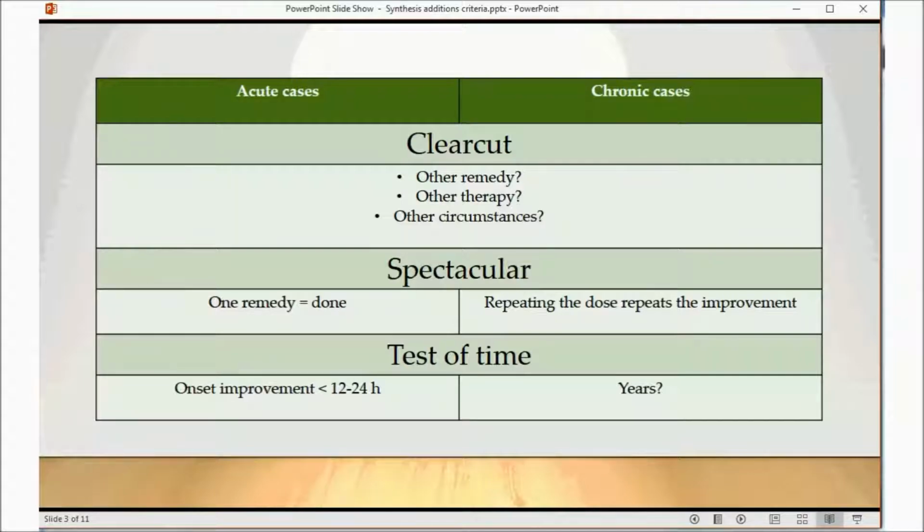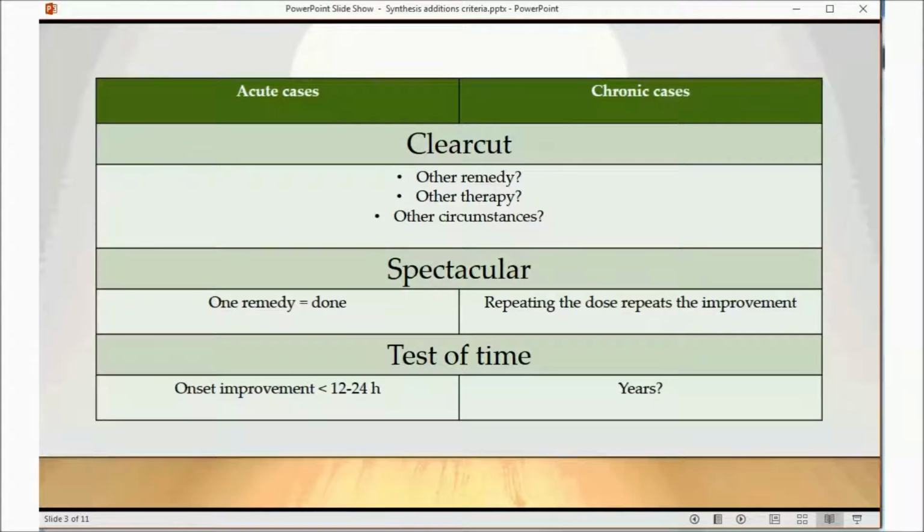So in an acute case that we use for additions to the synthesis, it should start improving within a short time, 12 to 24 hours, should cure the case throughout, and there should be no other interferences. In the chronic case, it's a little bit the reverse. The test of time is not the speed, but the duration.